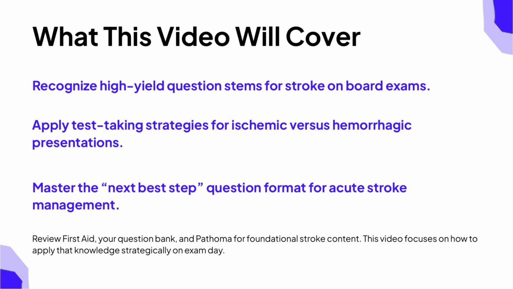First, we will learn to recognize the high-yield question stems for stroke that show up again and again on board exams. Second, we will practice deciding between ischemic and hemorrhagic presentations, because the next best step is completely different for each one. Third, we will master the next best step question format, which is the most commonly tested format for stroke. Before we dive in, make sure you have gone through your stroke chapters in First Aid and your question bank. This video assumes you know the basics, and we are here to sharpen your test-taking approach.